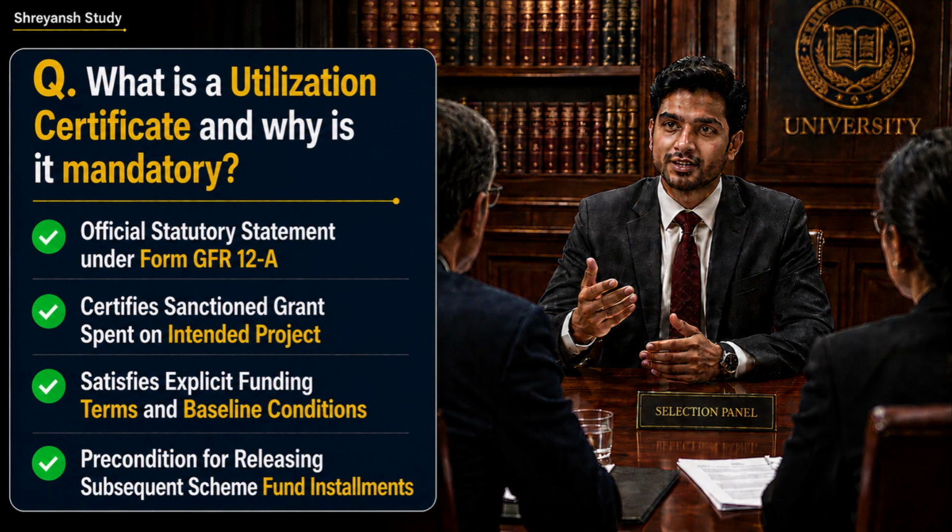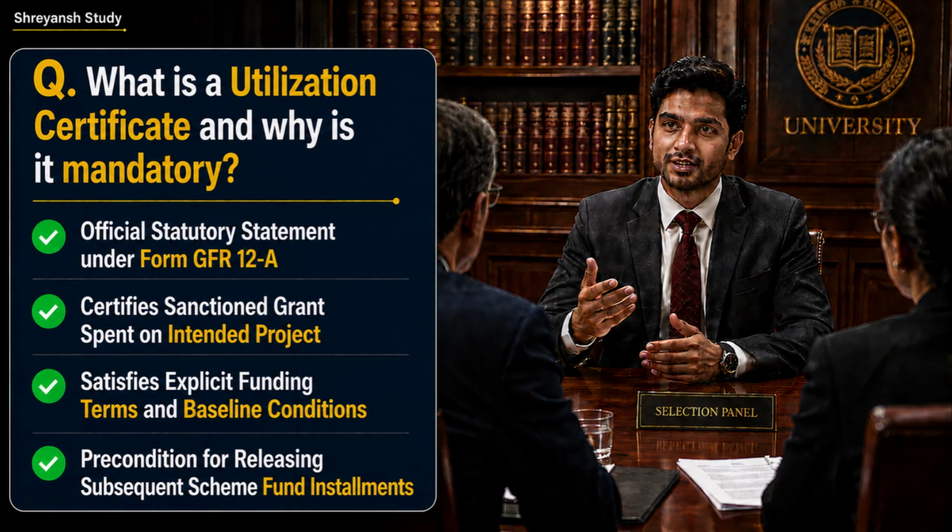What is a utilization certificate? Why is it mandatory to submit a UC to funding agencies like UGC, DST, or state government after utilizing sanctioned grants?